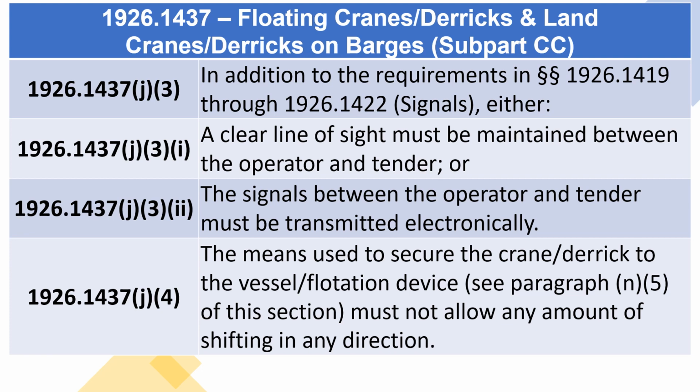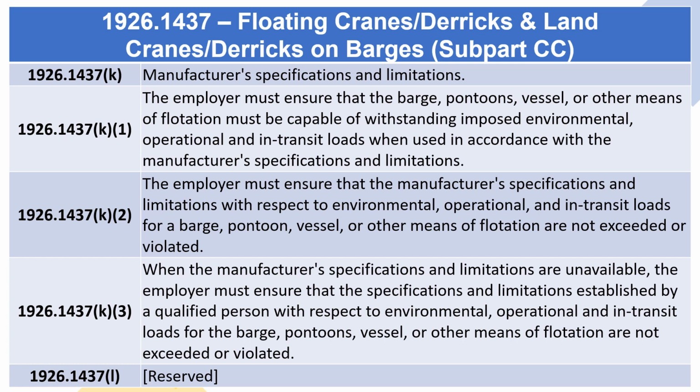1926.1437(J)(4). The means used to secure the crane/derrick to the vessel/flotation device, see paragraph N(5) of this section, must not allow any amount of shifting in any direction. 1926.1437(K), Manufacturer's Specifications and Limitations. 1926.1437(K)(1). The employer must ensure that the barge, pontoons, vessel, or other means of flotation must be capable of withstanding imposed environmental, operational and in-transit loads when used in accordance with the manufacturer's specifications and limitations.